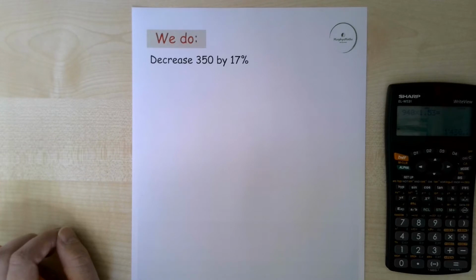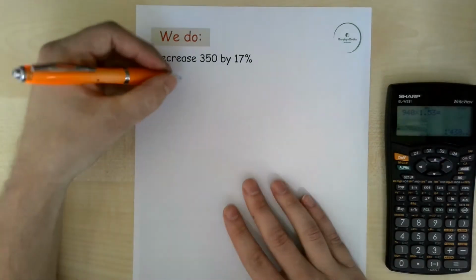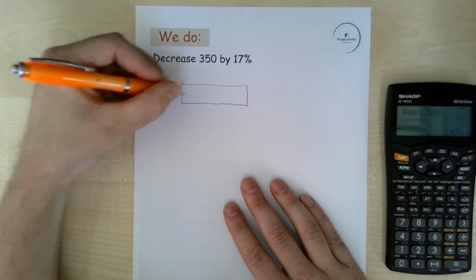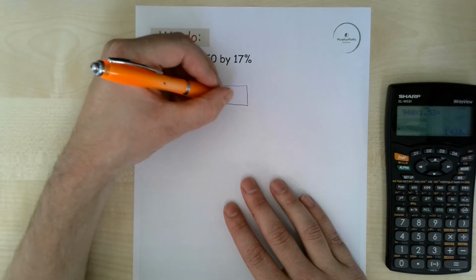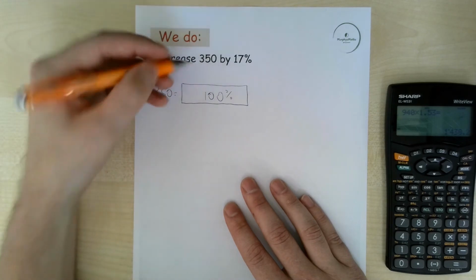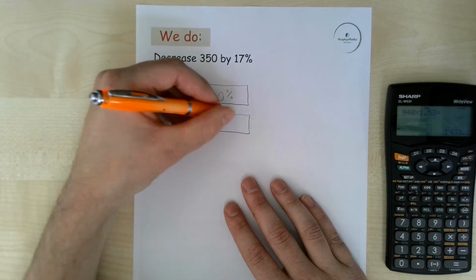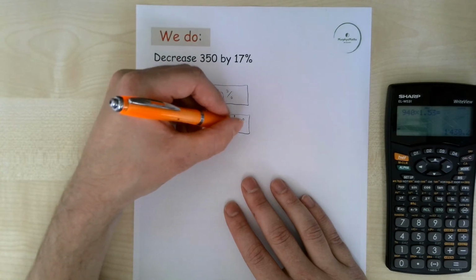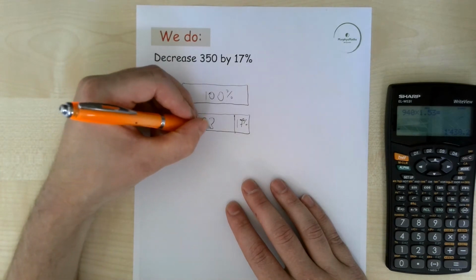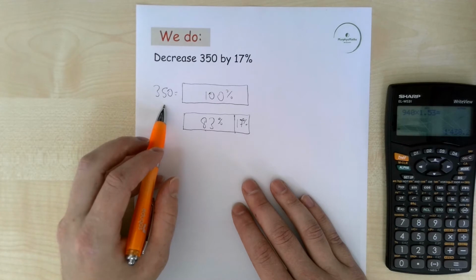Pause the video now. Right, let's see how you did on that. So I'm starting off with 100% as always. And this time it decreases by 17%. So what happens is I take 17% off of that 100%. And I'm then left with 83%. So essentially I want to find 83% of 350.